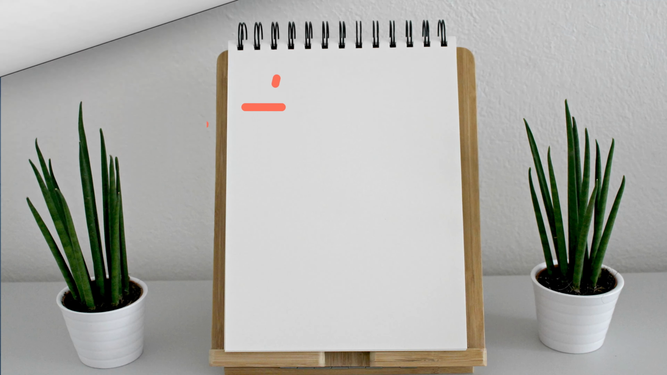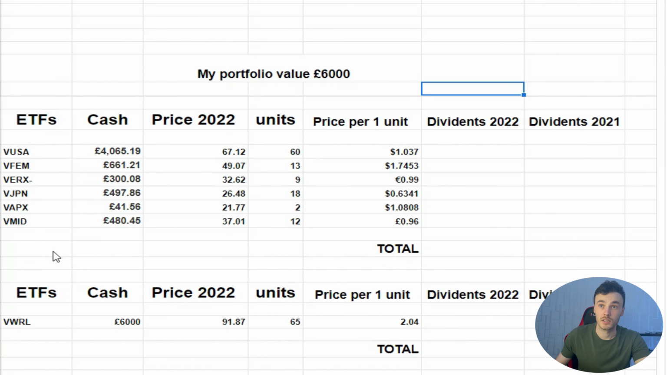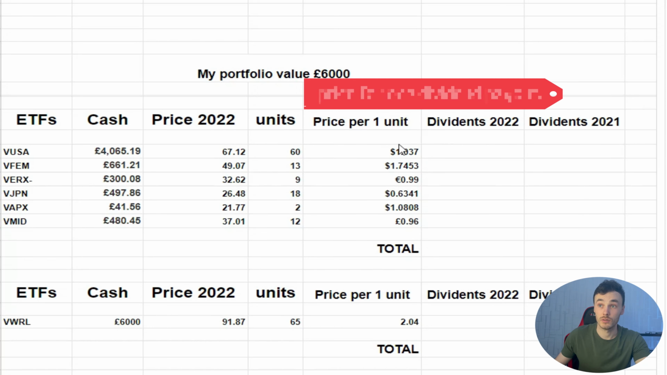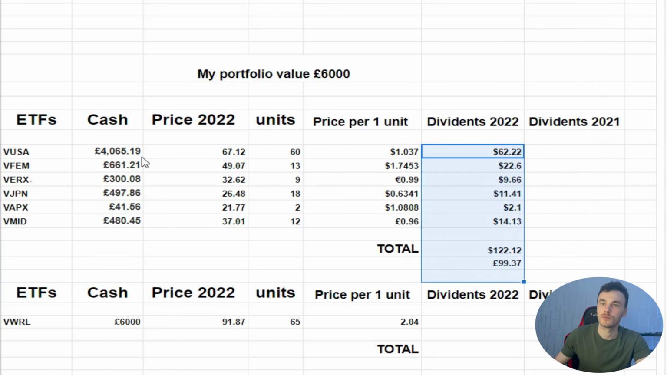Let's see how much dividends we can gain. I'll take my portfolio as an example. Let's jump into the numbers. So here are the 6 ETFs. Here is the amount of money that I invested in each of them. Here is the price of one unit at the beginning of 2022. Here is the number of units that I bought with the amount of money, the annual price per unit. Here are the dividends in 2022 and here are the dividends in 2021. So here are the dividends in 2022 for each of them.